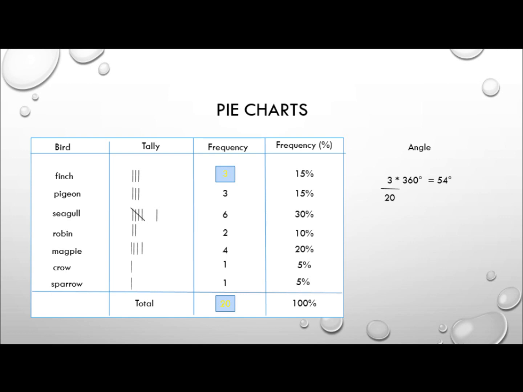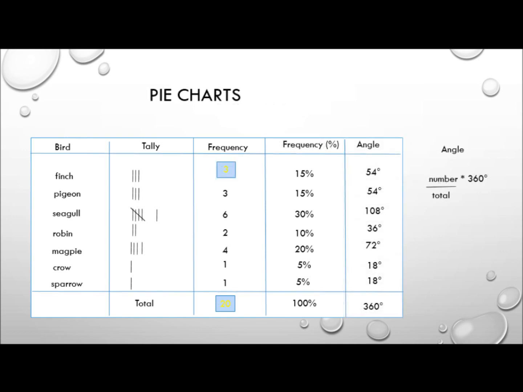What I could have done instead is take my frequency as a percentage, or 15%, and divide that by 100, so I've got 0.15, and multiply that by the 360 degrees. So to generalise, we take the frequency as a number, divide it by the total and multiply it by 360 degrees. It's almost identical to the way we would calculate a percentage, only instead of multiplying by 100 we're multiplying by 360.